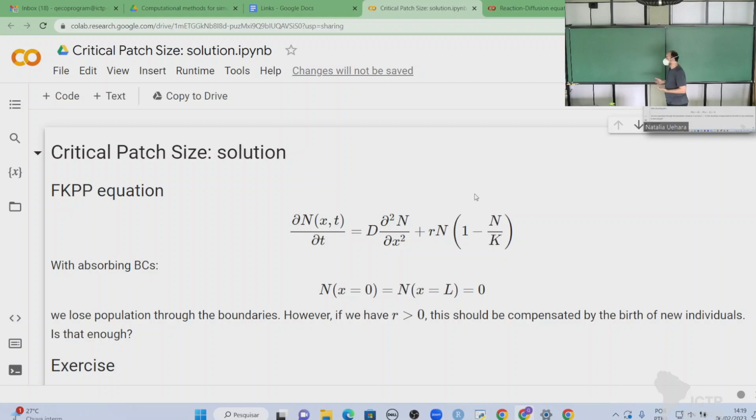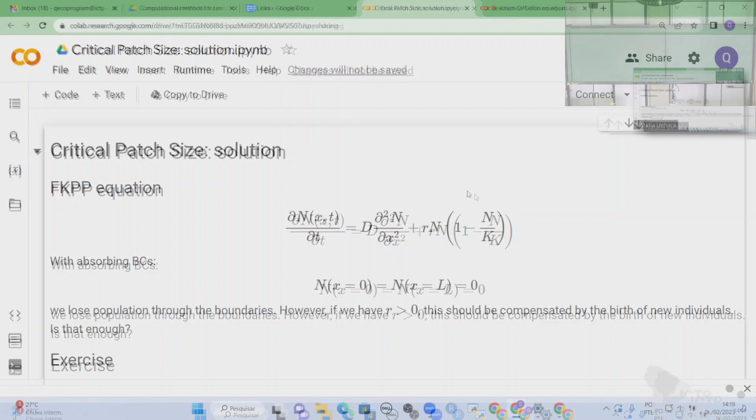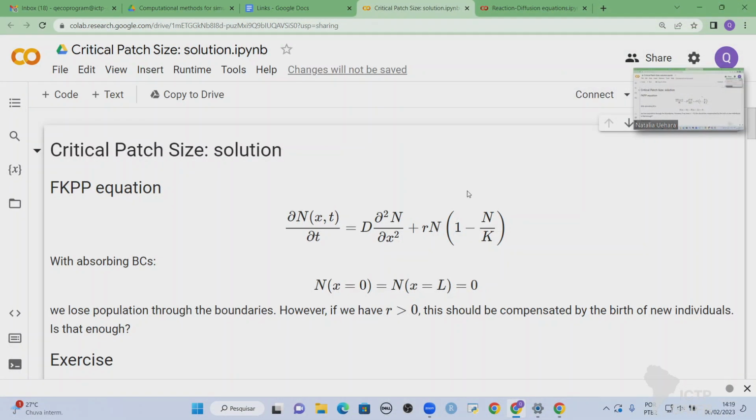But now we have growth. With growth, we expect population to grow, so maybe this will counterbalance the leaking through the borders. So let's try to do that. So let's see, the code is pretty much the same as before.